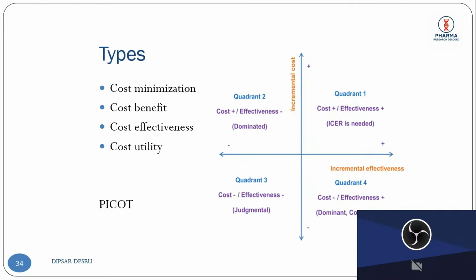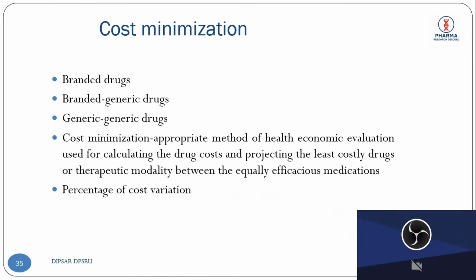So the medicines which fall under quadrant 1 and quadrant 3, we have to go for the pharmacoeconomic studies. Now one by one we are going to discuss. First one is cost minimization. When to do cost minimization, how to do it, and a small project also you can do in your institute or in your labs regarding cost minimization.